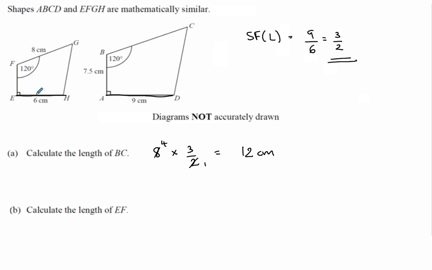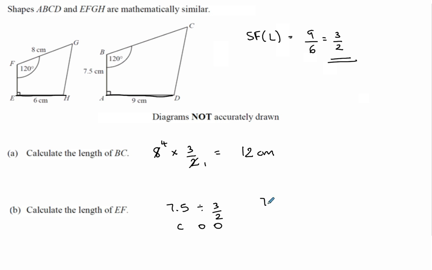If you want to find the length EF, then now we're going from the bigger to the smaller. So what we do with the 7.5 is we divide by 3 over 2. Yeah? And of course, when you're dividing fractions, we use COP. So that's copy, opposite, opposite.